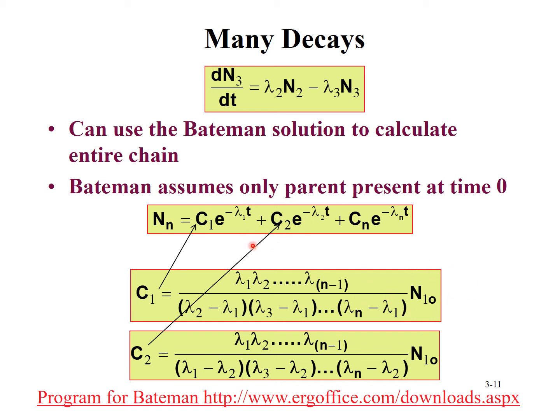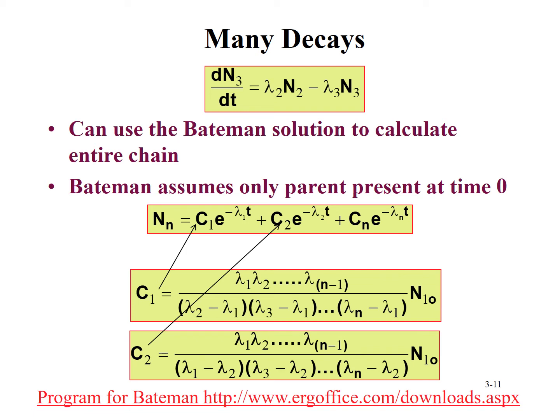This C2 value, and again we've got C2 e to the minus lambda 2, so that's the daughter decay constant. Well, that's just equal to, again, the same factors here, all the decay constants to n minus 1, depending upon what your n value is here. And then the decay constant of 1 minus 2, decay constant of 3 minus 2. So now what we're subtracting the decay constant by is the coefficient or the factor of this C value. It goes on and on, so you can build many, many chains.